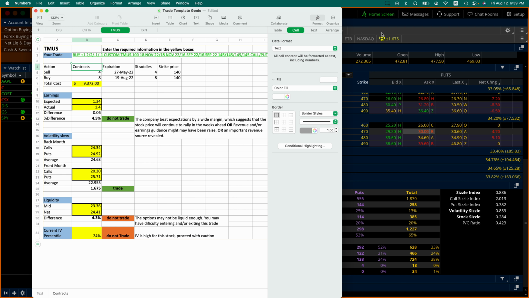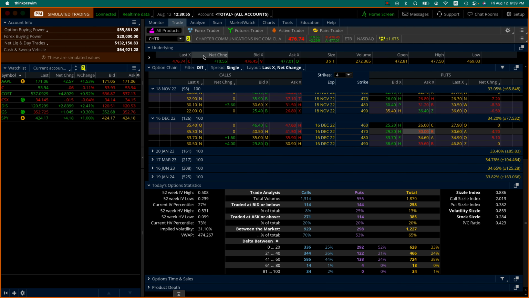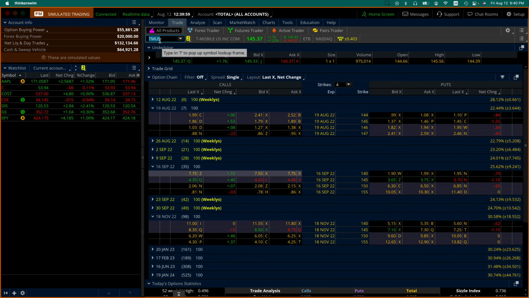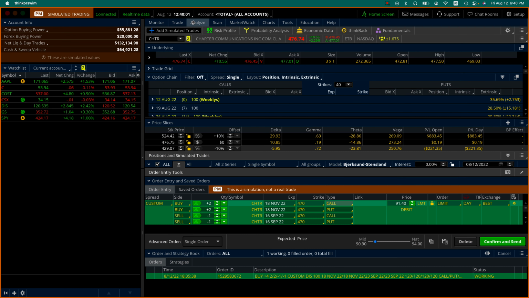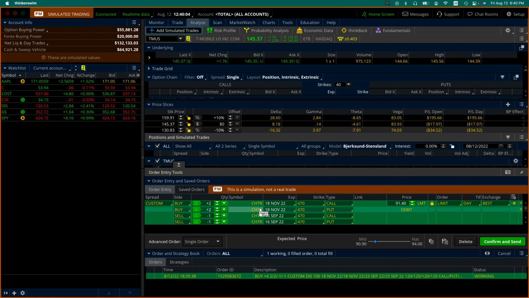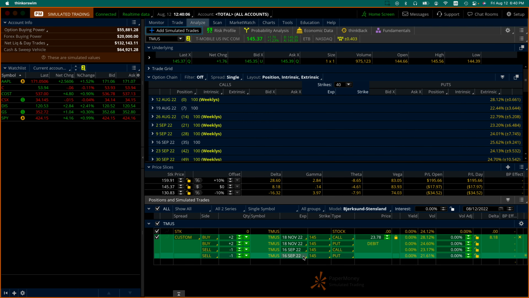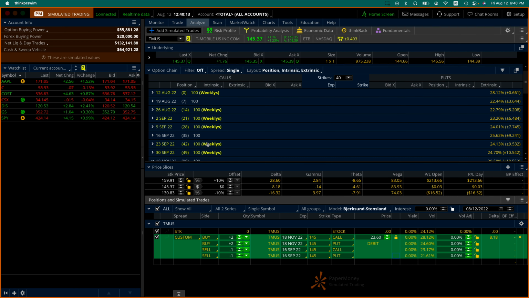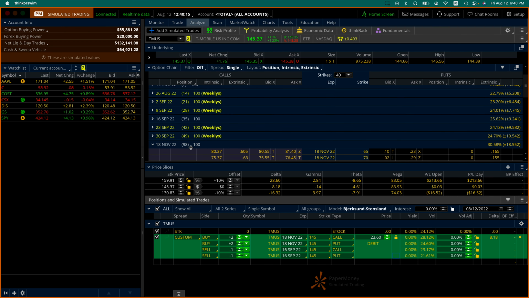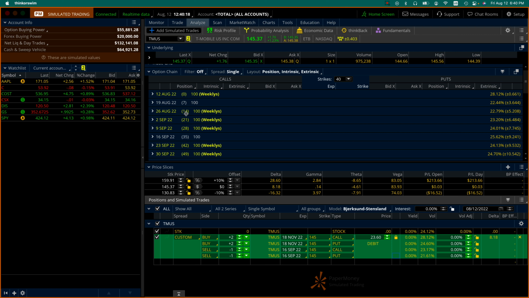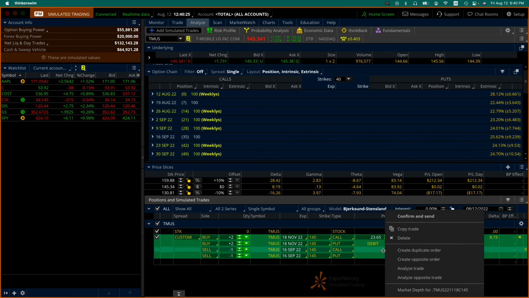Let's go to TMUS, T-Mobile, and that's easy here, TMUS. And go to the Analyze tab, and here we have our trade, T-Mobile. Okay, let's open that. And here we have November 18th, here is 98 versus September 16th, which is 35 days from now. Good. Okay, so let's copy that.